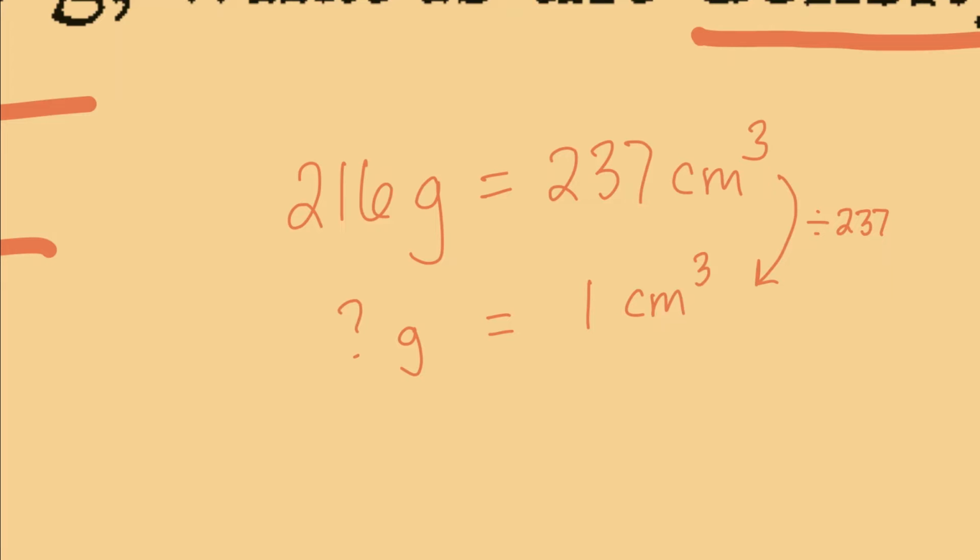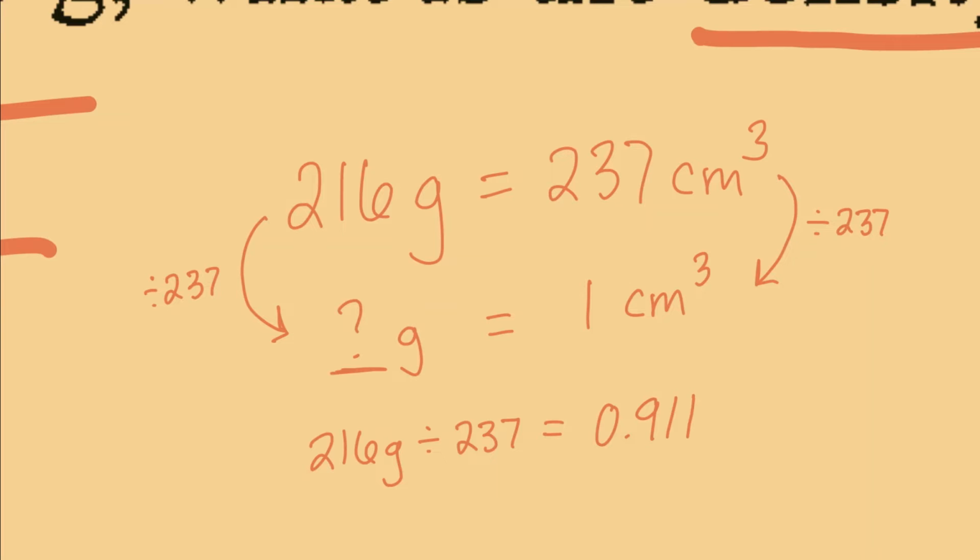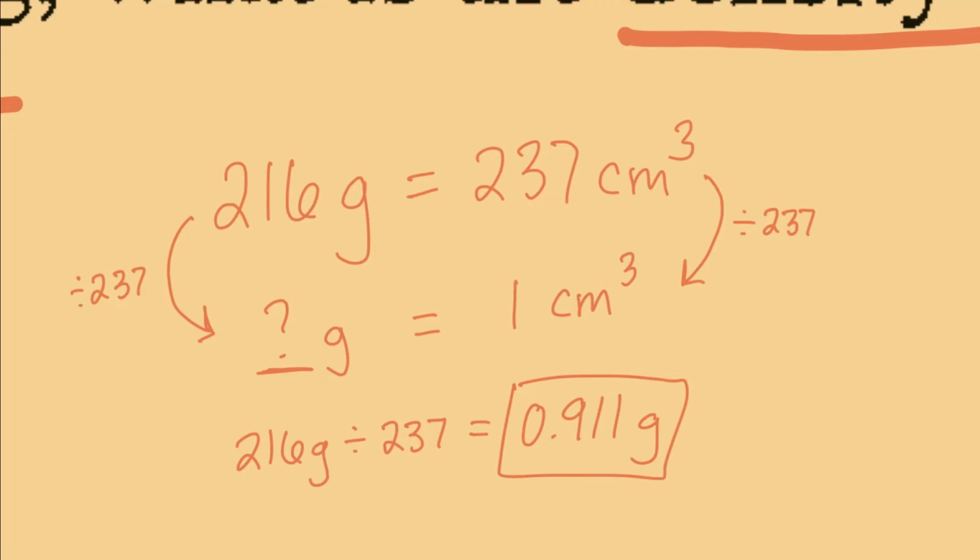So I have 1 237th as many cubic centimeters on the bottom as I do on the top, which means that I should also have, wait for it, 1 237th the number of grams. So to figure out the number that goes in this question mark, I'm going to do 216 grams divided by 237, equals what? Let's get my calculator. 216 divided by 237 equals 0.911 grams. And there we go. 0.911 grams is the mass of 1 cubic centimeter.